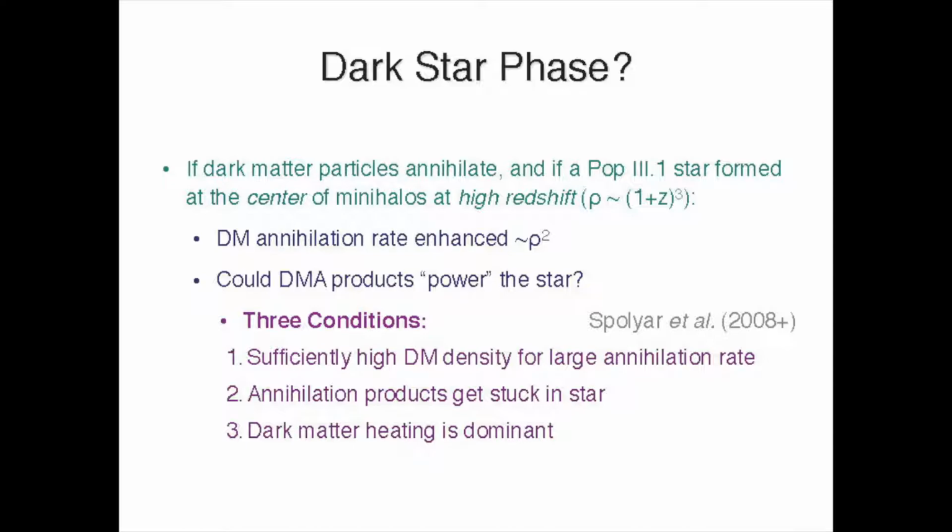So if there's a place with very high density, you're going to get a large dark matter annihilation rate. The Pop 3.1 stars formed at high redshift, as we already said, so you get an enhancement in the dark matter density because of the high redshift. And because they're Pop 3.1 stars, they tend to form at the center of the mini-halo, where the dark matter density is really the highest.